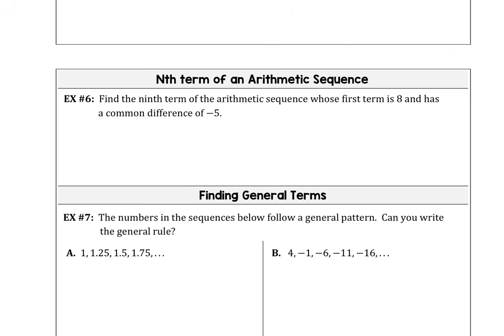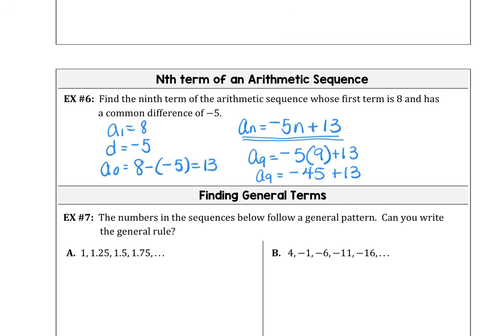Example 6 is for you to try. Your job is to find the 9th term of the arithmetic sequence whose first term is 8 and has a common difference of negative 5. Give this a try. Our first term is 8. Our difference is negative 5. The a sub 0 term is 13. Here's our nth term explicit formula, negative 5n plus 13. To find the 9th term, negative 5 times 9 is negative 45. Add 13, and you should have ended up with negative 32 for your 9th term in that sequence.